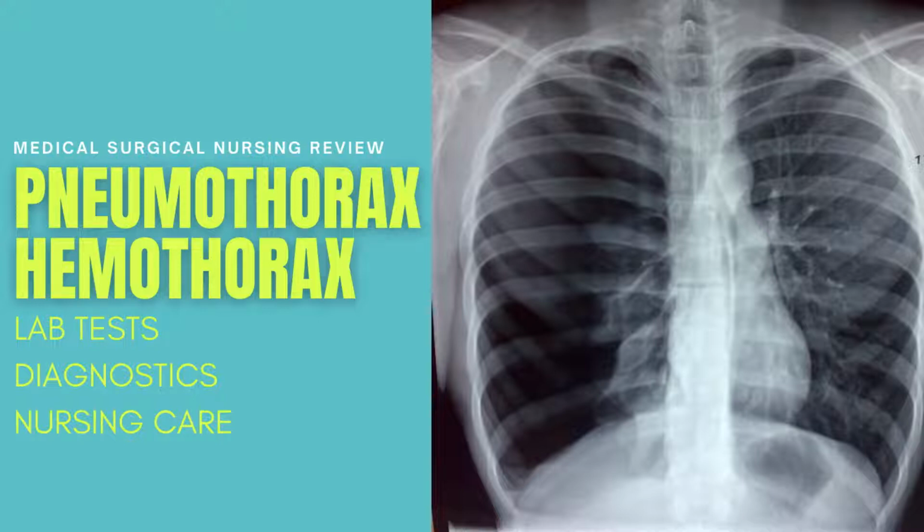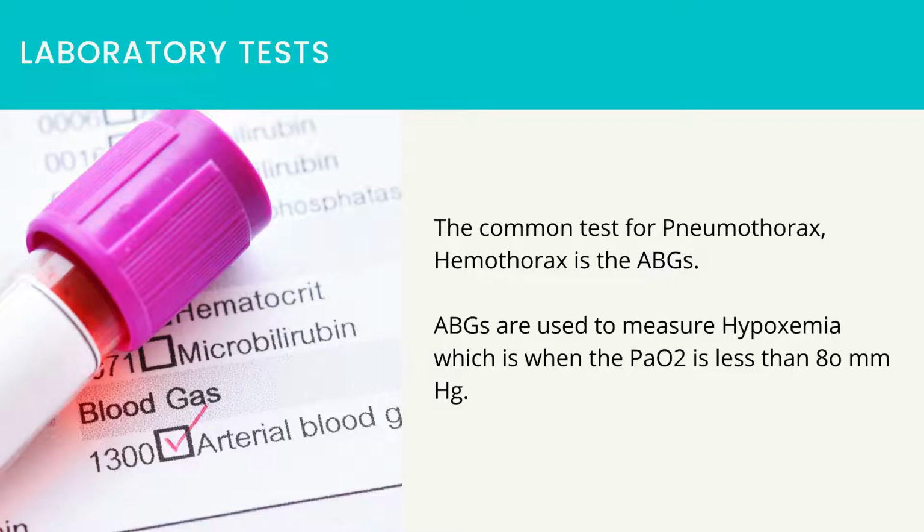Now, let's get started. Laboratory tests. The common test for pneumothorax, hemothorax is the ABGs. ABGs are used to measure hypoxemia, which is when the PaO2 is less than 80 mm of mercury.